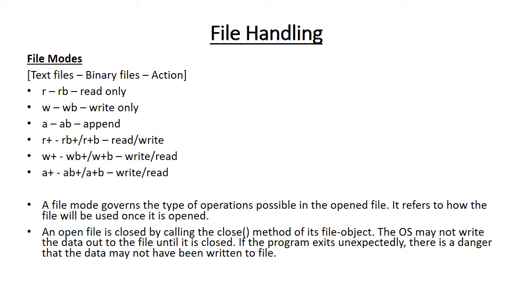An open file is closed by calling the close function or method of its file object. In the previous example, file1.close or f1.close, that's an example for that. The operating system may not write the data out to the file until it is closed. That means file1.close or f1.close is a must. That means at the end of the program you have to close the file. If the program exits unexpectedly, there is a danger that the data may not have been written to the file.